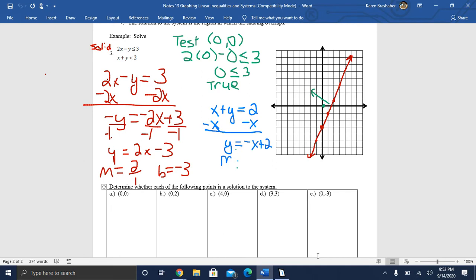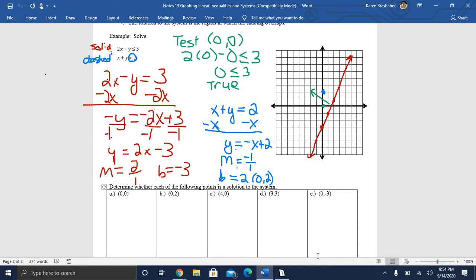So you can find your slope is the number in front of the x, negative 1. I'm going to write that with a fraction. Your b, your y-intercept, is 2. So your ordered pair, 0, 2. We'll start this graph at 0, 2. We need to look back at the original problem. The original problem had a less than sign, which means that it's dashed.